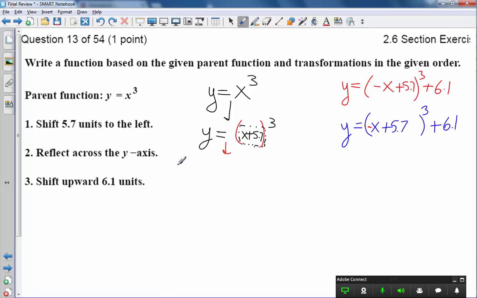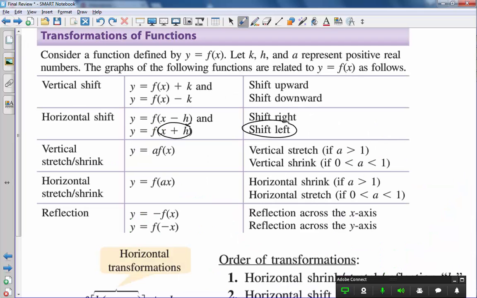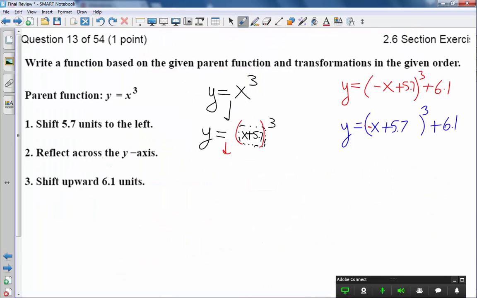Next, the second one, reflection across the y-axis. What kind of change happens if you reflect it? It says wherever you have x's, get rid of them, and bring them back with a minus. So I'm first emptying all pockets with x's. There is only one room with x, so it's empty now. 5.7 stays. This is gone, but it comes back with a minus. Looks like you guys are on the right track.